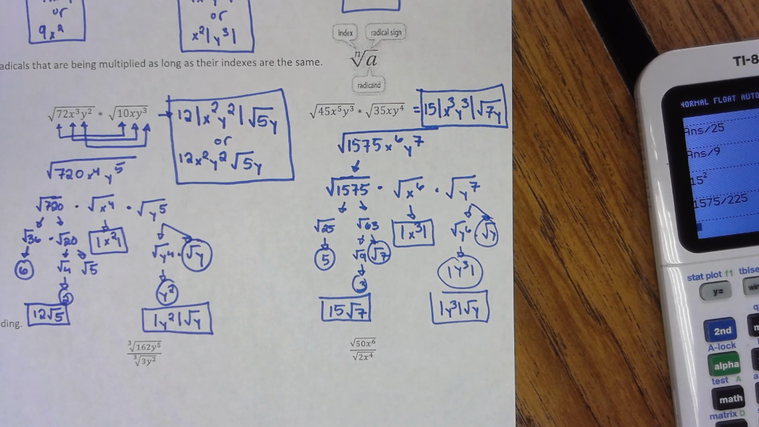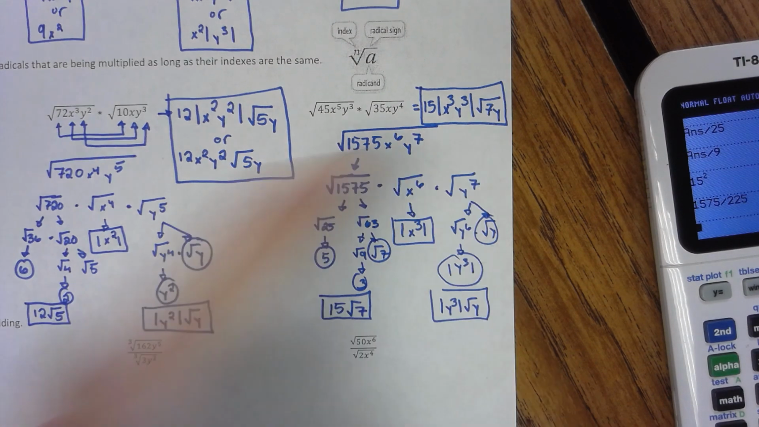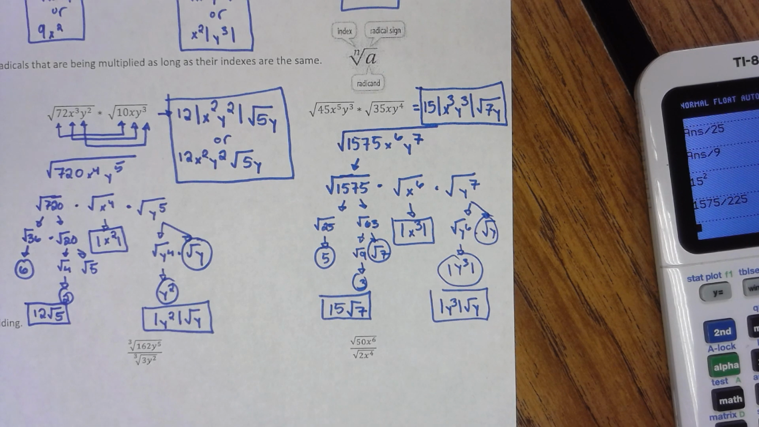You 100% need absolute value brackets there. It's not a redundancy. They are needed because x cubed can be negative. Okay, so the absolute value is what keeps that staying positive. Same thing is true with the square root of y to the 7th. You have to factor it to be y to the 6th times y. Square root of y to the 6th is y cubed. 100% need the absolute value brackets there because that can be negative. So combining everything together, we get 15 times the absolute value of x cubed times y cubed times the square root of 7y.